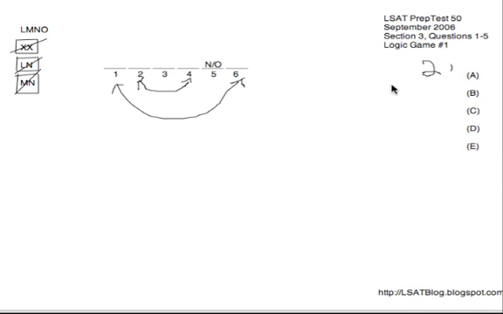Next, number 2, if we had N on 5. So if N's on 5, N cannot be on 4 or on 6 because we can never have the same thing occurring consecutively. And then because 4 and 2 have to be the same, N cannot be on 2 and N cannot be on 1 because if N was on 1, it'd have to be on 6, and we can't have those things consecutive. So space number 4 cannot be N.